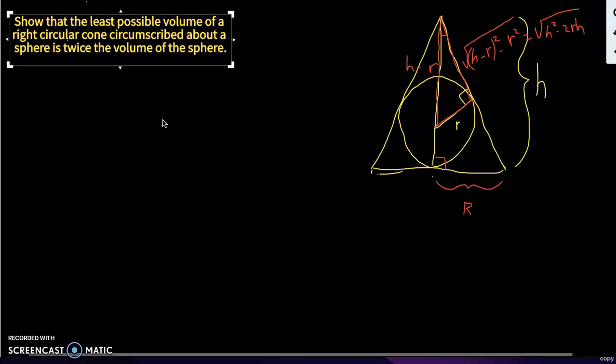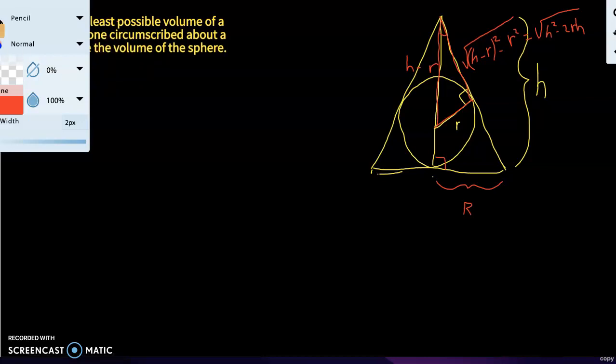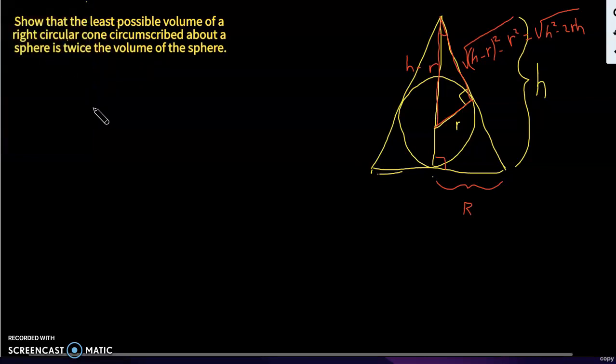Okay, let's put a cone around a sphere. We want to show that the least possible volume of a right circular cone circumscribed about a sphere is twice the volume of the sphere. Okay, and here's an illustration over here. This is like a vertical center cross section of the cone and the sphere.